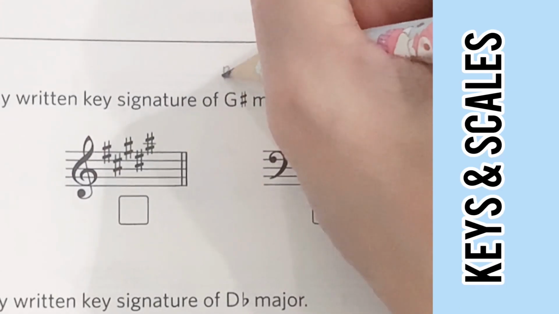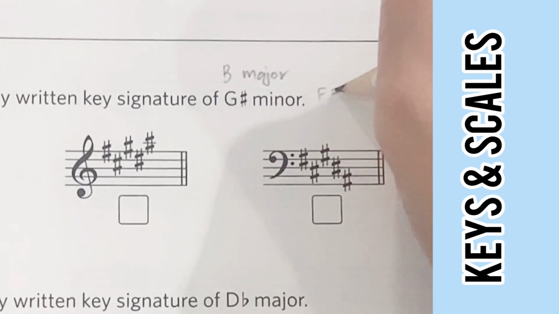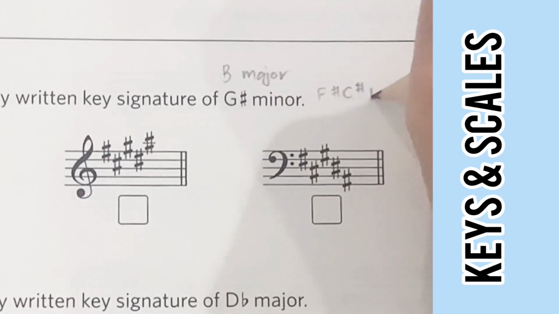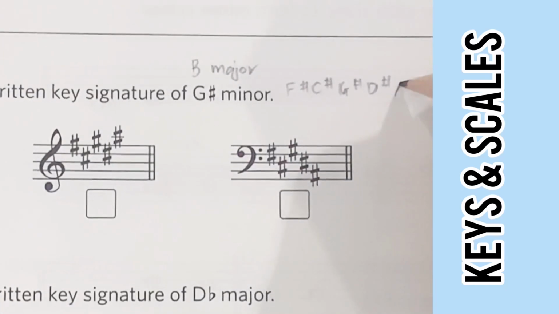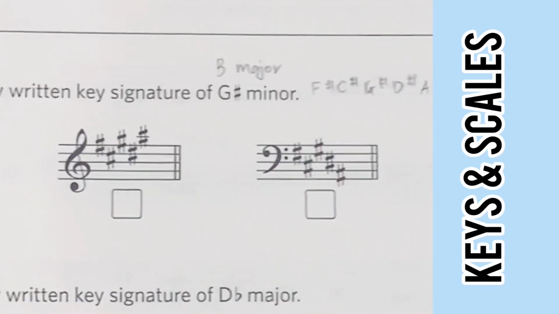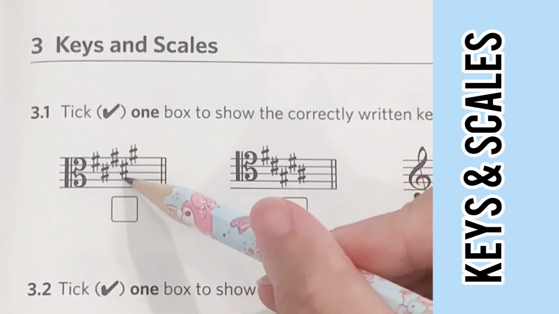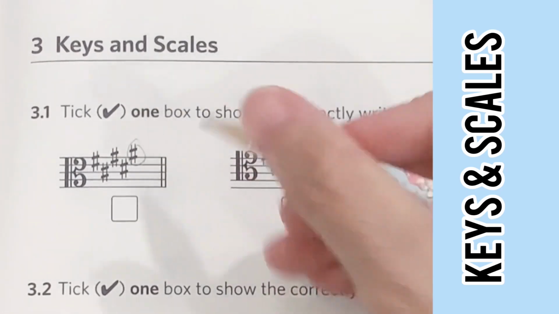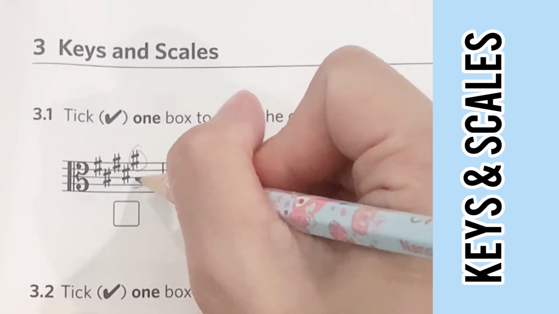Now for this question, as usual, we'll write down the major key that shares the key signatures and list down the key signatures. Right, so B major, you have F, C, G, D, and A sharp in this sequence. So we are going to look for this sequence in the options given. Now for the first option here, there's F, C, G, D, A. A should have been an octave lower, which is here.